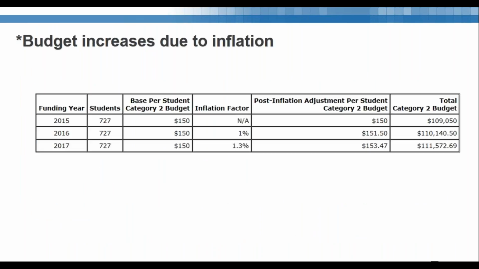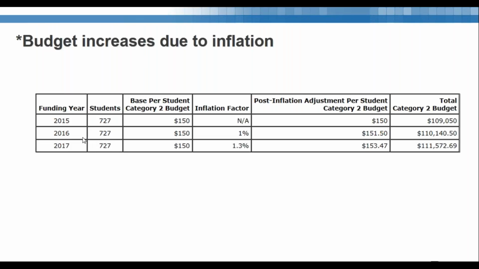I had a little asterisk next to the $150 budget on the previous slide. With the 2014 modernization order, E-rate has actually agreed to adjust the budget due to inflation. So for funding year 2015, the base budget was $150, no inflation factor. So you can see the calculation here. 727 students times $150, no inflation factor. So their total Category 2 budget is $109,000 or $109,050.